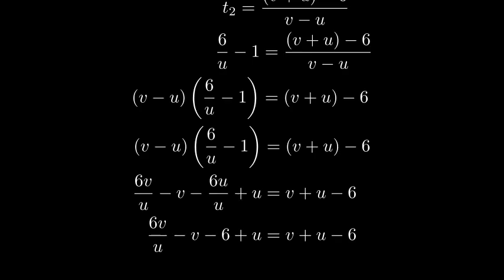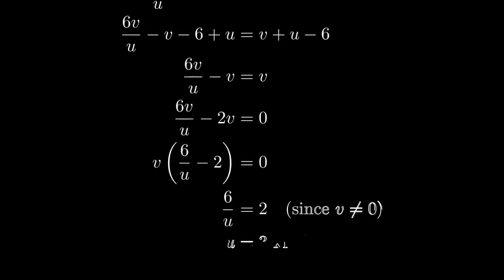Let's expand the left side of the equation. We get 6v divided by u minus v minus 6u divided by u plus u. Simplifying, we have 6v divided by u minus v minus 6 plus u, which equals v plus u minus 6. Canceling out the common terms, we get 6v divided by u minus 2v equals 0. Factoring out v, we get v times 6 divided by u minus 2 equals 0. Since v is not 0, we can write 6 divided by u equals 2.